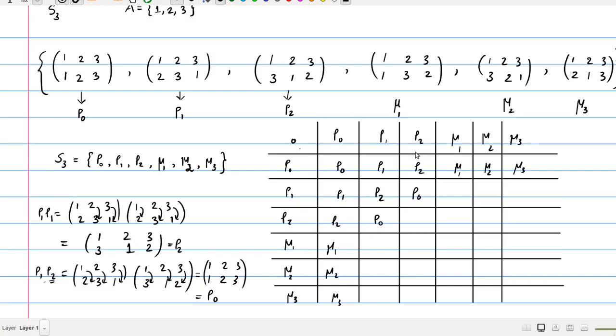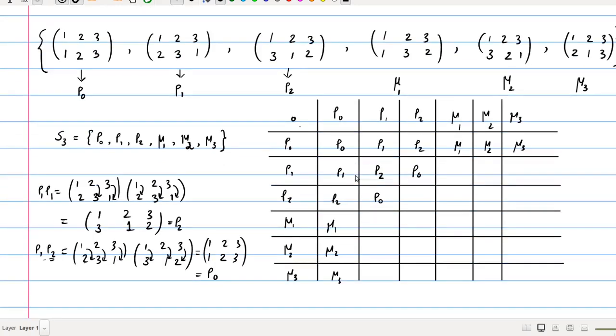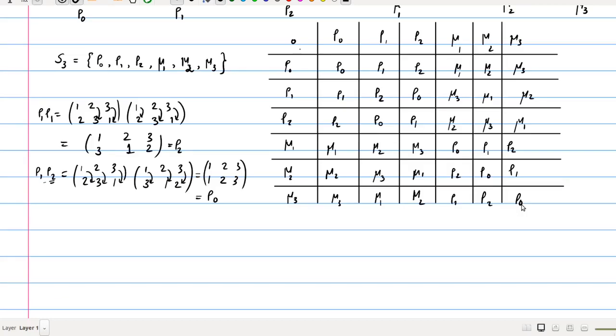And what is rho 2, rho 2? Okay, that can be evaluated using the same technique. Then you will get rho 2, rho 2 will be rho 1. Okay, so in a similar fashion you can evaluate all the products using these elements of S3. Then you can fill up all these boxes as this.